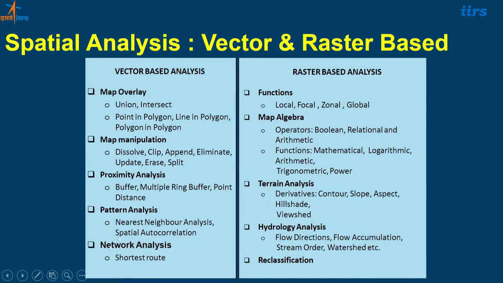And if we talk about network analysis, we can perform shortest route analysis on top of it. Raster based functions can be local, focal, zonal and global. So, these are 4 operations. Map algebra, like addition of two rasters, subtraction of two rasters. Similarly, terrain analysis, hydrographic analysis or reclassification.